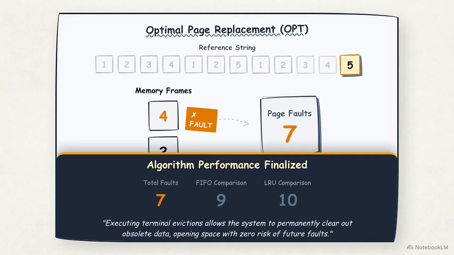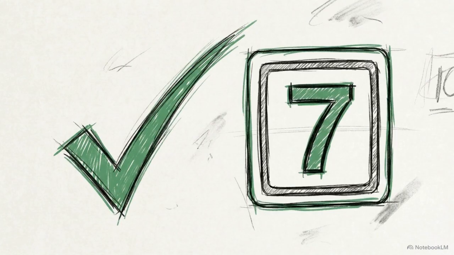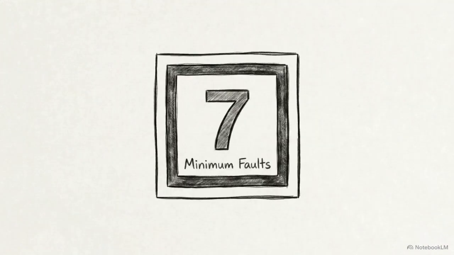which is safely resting in the third frame, registering our final hit. Executing terminal evictions allows the system to permanently clear out obsolete data. It opens space for incoming operations with zero risk of triggering future faults. Parsing this exact 12-step reference string through 3 physical memory frames yields a final count of exactly 7 page faults. That number represents the absolute mathematical minimum achievable for this specific data configuration.